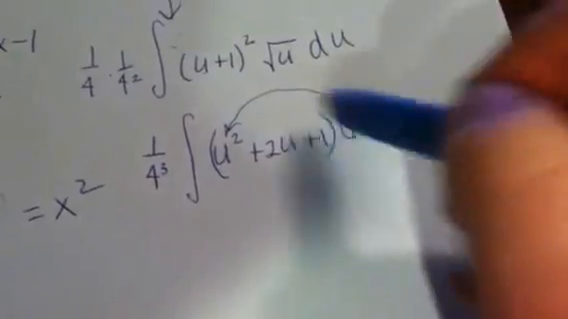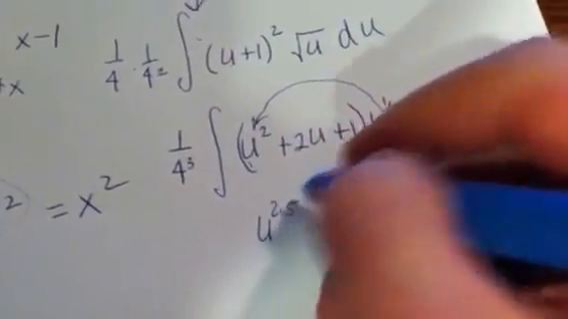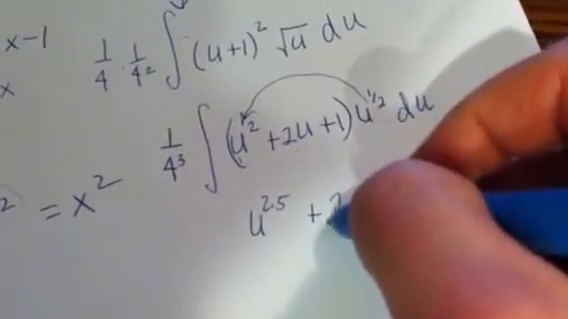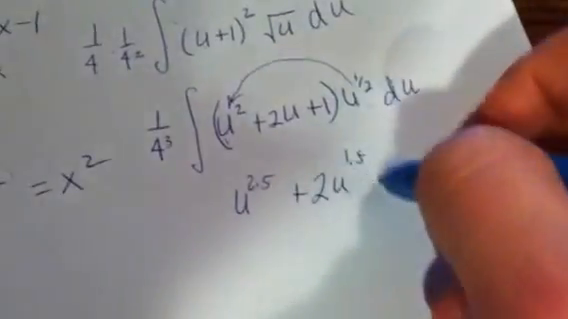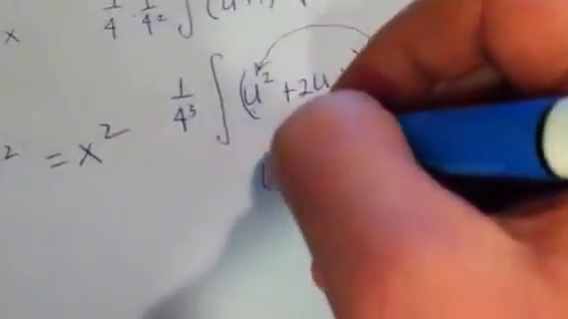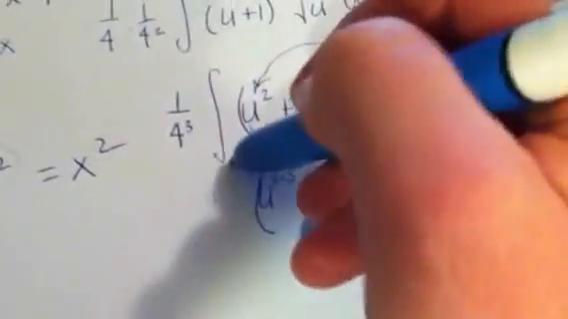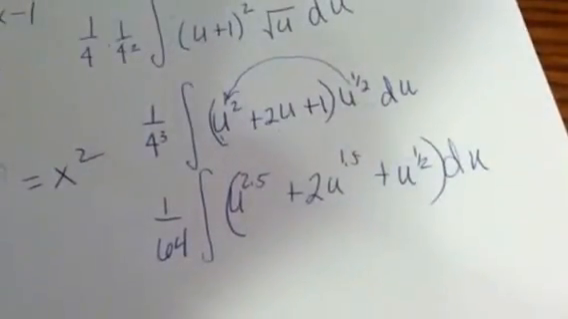Now u to the 1/2 times u squared is u to the 2.5. u to the 1/2 times 2u is 2u to the 1.5. And then u to the 1/2 times 1 is plus u to the 1/2. All this times du, and we're integrating, and we have 4 cubed is 64, so we have 1/64 on the outside.